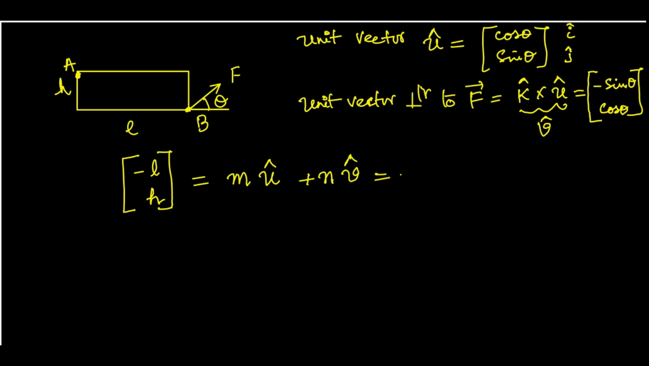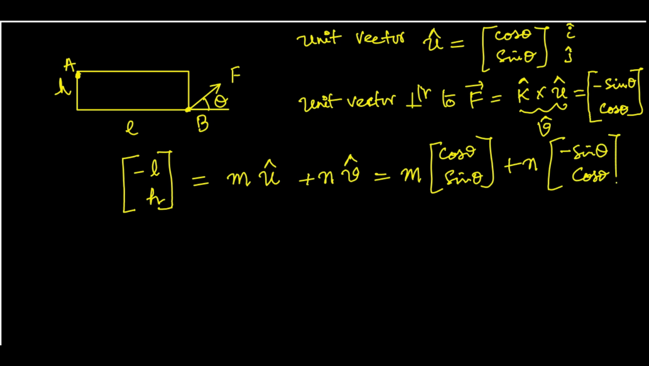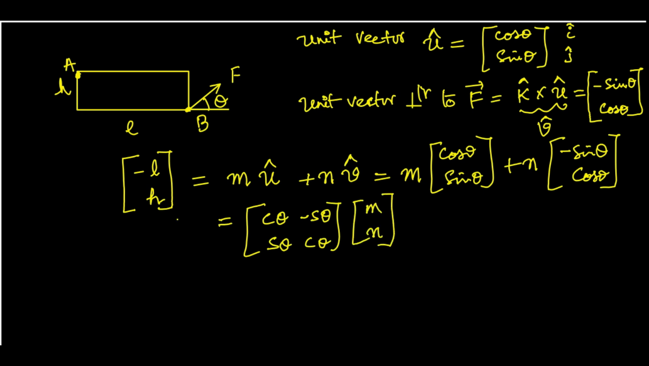So this is m cos theta, sine theta plus n minus sine theta, cos theta. This will be simply cos theta, minus sine theta, cos theta, times m and n. Okay. This is minus L and H. So if you do the inverse, you can solve for m and n.